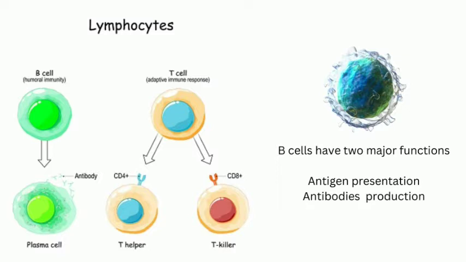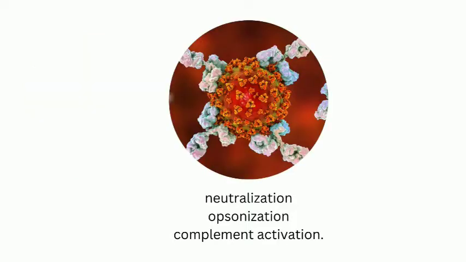B cells have two major functions. They, as APCs, present antigens to T cells, and more importantly, they produce antibodies to neutralize infectious microbes. Antibodies coat the surface of a pathogen and serve three major roles: neutralization, opsonization, and complement activation.